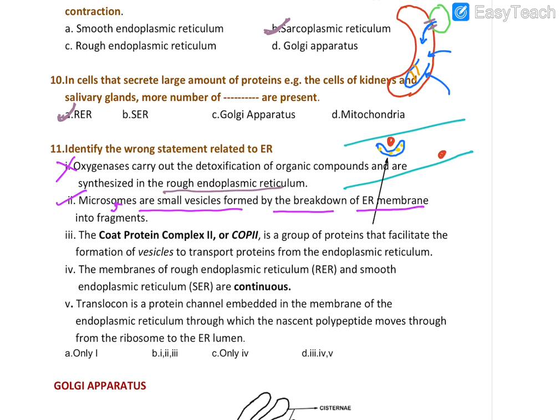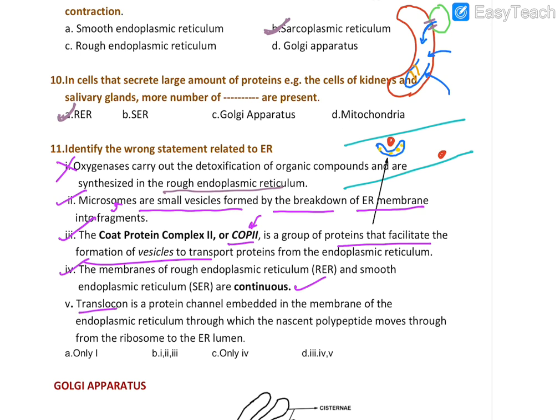The third one, the coat protein complex. Just now we have discussed it. Coat protein complex 2, represented as COP2, is a group of proteins that facilitate the formation of vesicles from the endoplasmic reticulum, which then go to the Golgi apparatus. Such proteins required for the formation of vesicles for the Golgi apparatus are what we call coat protein complex 2, abbreviated as COP2. So even this statement is correct. If you take the fourth one, the membrane of rough endoplasmic reticulum and smooth endoplasmic reticulum is continuous. It is correct. They are in a continuous pattern.